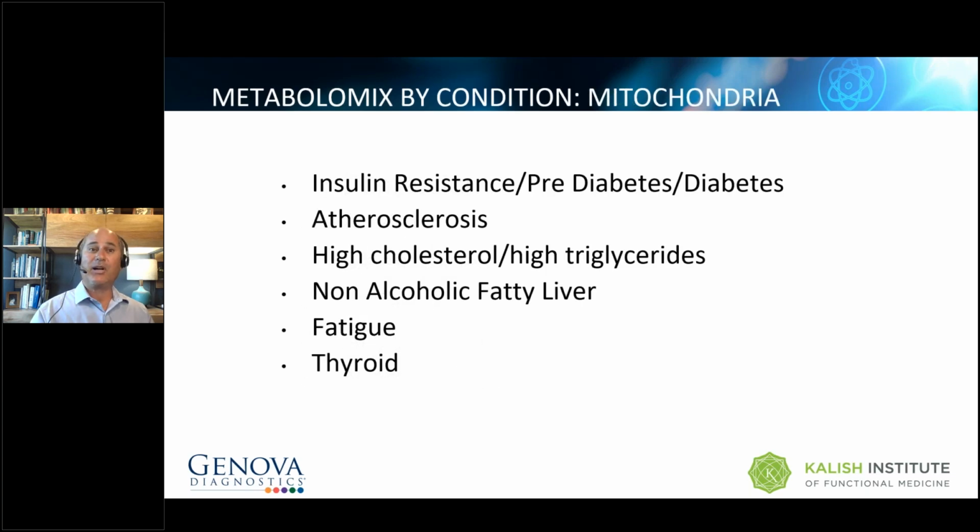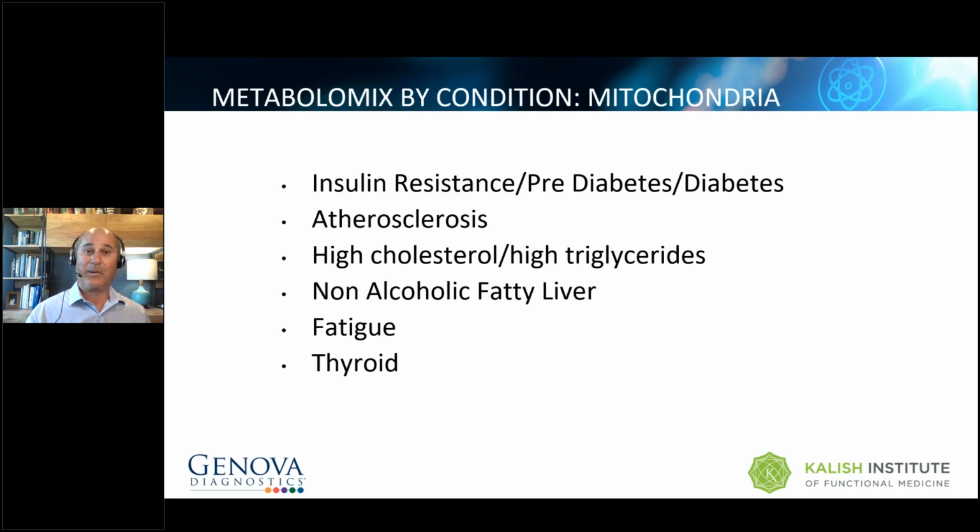And then on the mitochondrial side, which this test just excels at because it looks in such depth at the mitochondria and metabolism in general. So that would be patients with insulin resistance, prediabetes, diabetes, anything cardiovascular, atherosclerosis, could be a history of high blood pressure, high cholesterol, high triglycerides, problems with their liver, fatty liver, fatigue, could be a thyroid issue, could be metabolic on the thyroid side.